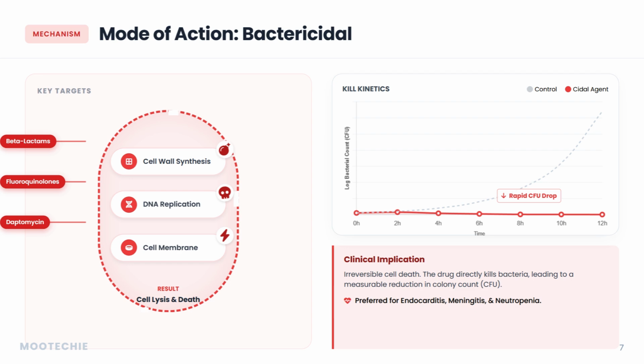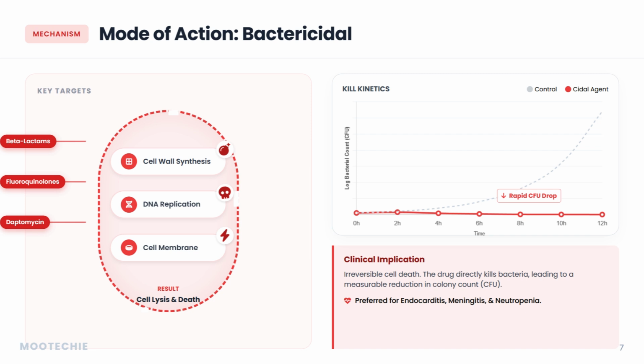The kill kinetics graph shows this dramatic effect. Again, the vertical axis is log bacterial count and the horizontal axis is time. The control line rises, the line for the cidal agent rises slightly and then plummets in a rapid CFU drop. This steep decline visually confirms the lethal, irreversible action.